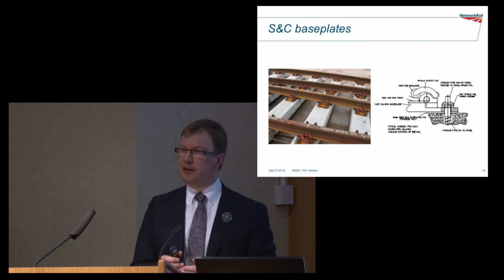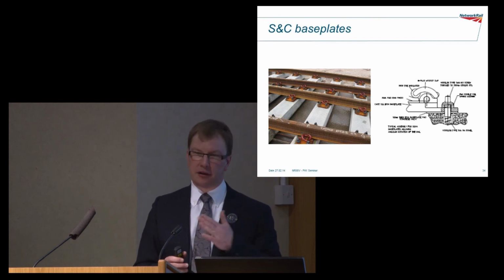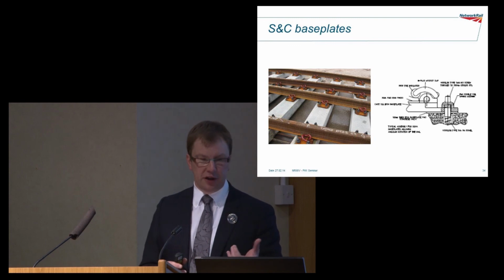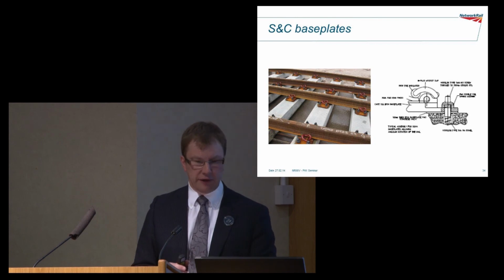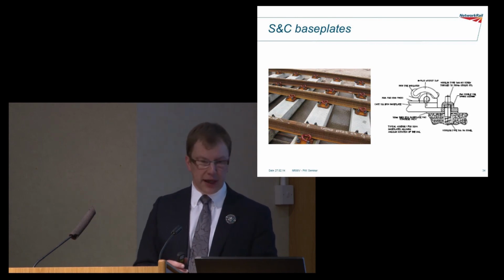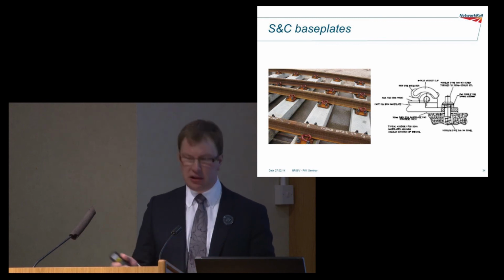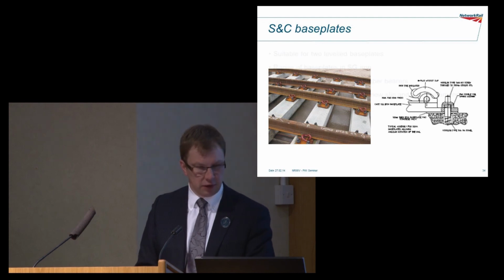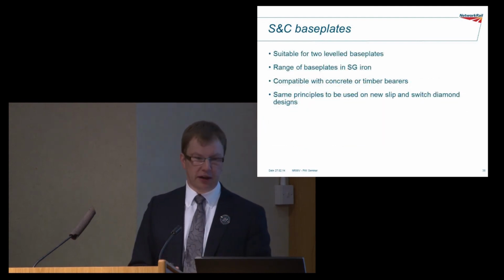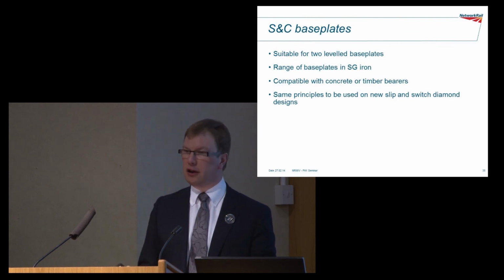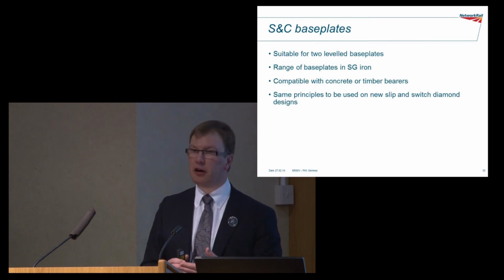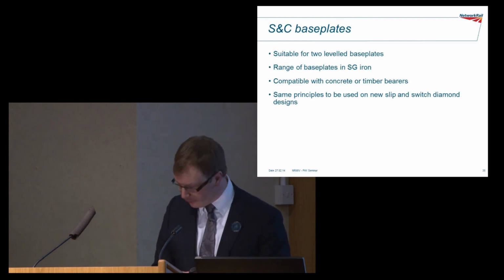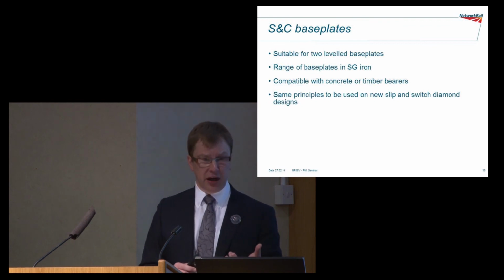Talking about S&C base plate. So everything I've talked about already is a direct fix system. Alongside this project, we've been developing a range of base plates. So these again are a range of SG iron base plates, and they're replacements for the existing design of VA, VB, VC, VD type base plates that we use in S&C. So the main reason for doing this is so that we can two level on concrete. At the moment, if we end up having to two level, we go back to timber layout. So we can have concrete bearers either direct fix or base plated. So they're all in SG iron again.